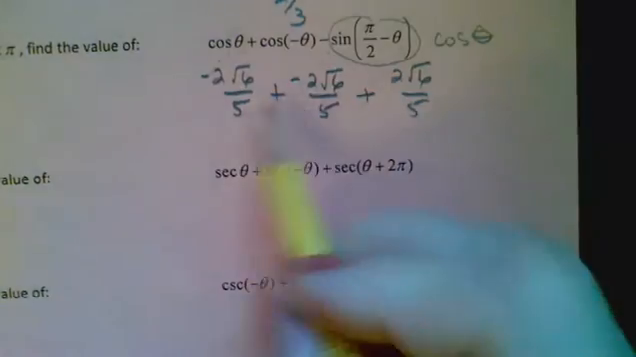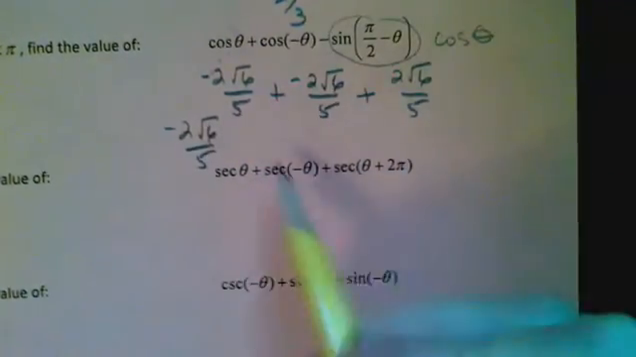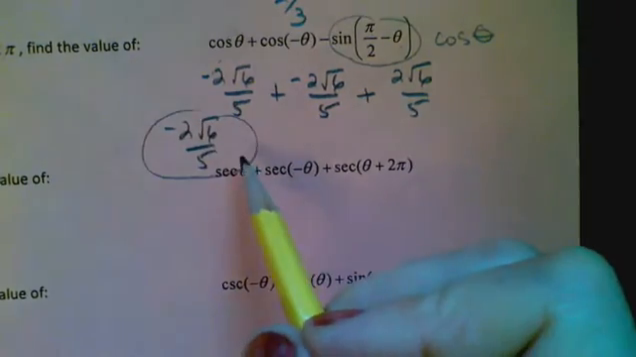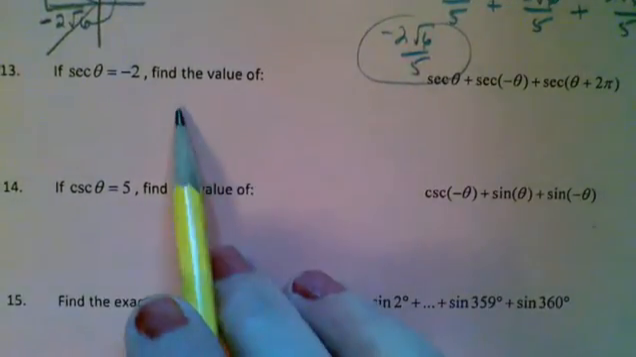So again, these two would cancel out. Negative 2 radical 6 over 5. Okay? All right. Then number 13, same kind of thing.